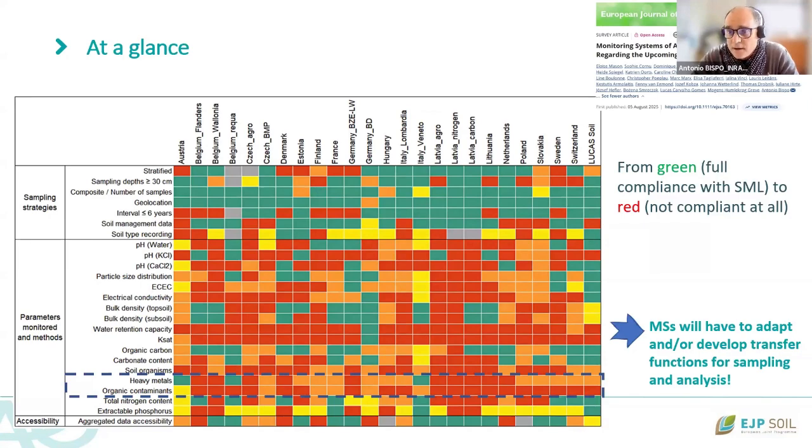And it's even worse for contamination, because you see that for heavy metals and for organic contaminants there are a lot of differences. It can be on the sampling depths, but also on the methods for the analytical procedures. So a lot of member states will have to adapt and develop, that's an option, transfer functions. So the next slide is about the transfer functions.